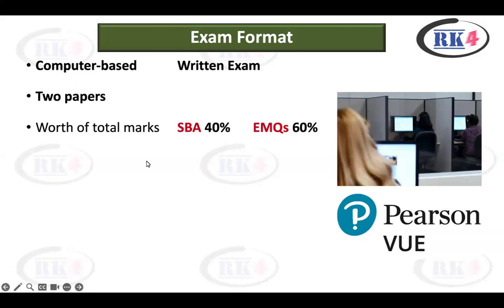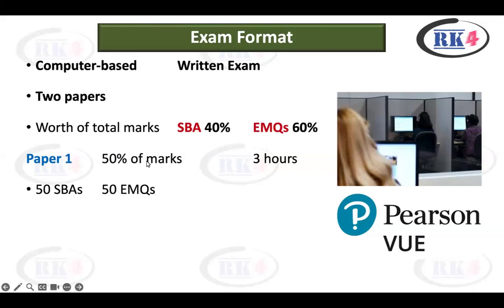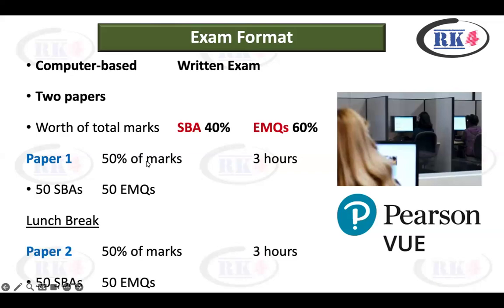So MRCOG Part 2 has 2 papers, and both the papers have 50 SBAs and 50 EMQs, and the distribution of marks is like this. The SBAs carry 40% of the weightage for the marks, and EMQs carry 60% of the weightage. So that means EMQs are higher scoring than the SBAs.